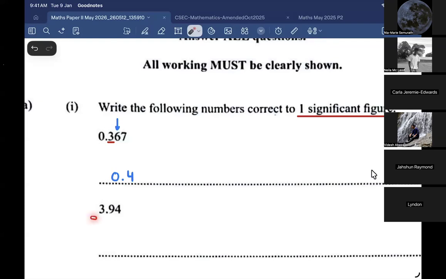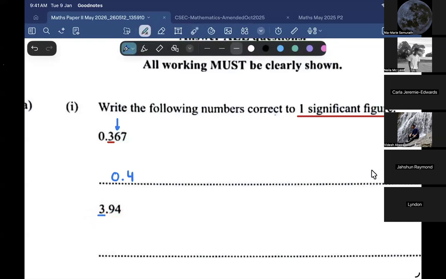So, what is the first significant figure here? 3. What's the number after 3? 9. Since it's 9, would we round up 3 or round down 3? Round up 3 because it's more than 5. Correct. And so my answer will be what? It'll be 4.